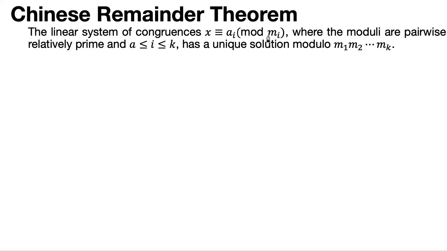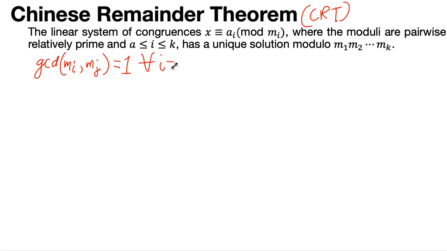So let's state the Chinese Remainder Theorem. Seldom will we just denote this as CRT. Okay. So take the linear system of congruences x is congruent to a sub i modulo m sub i, where the moduli are pairwise relatively prime. That is, the GCD of the moduli m sub i and m sub j, of course i and j not equal, is equal to 1, for all i and j which are not equal.